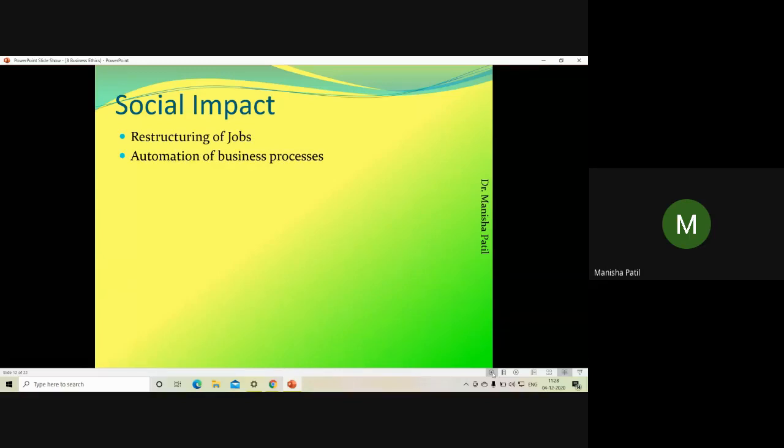Second one is automation of business processes. The things are becoming automatic, where you don't require the operator. For example, earlier all the jobs of a bank were manual, but now gradually they are getting automated. For example, when we talk about ATM machine, automated teller machine, you can get the money directly from the machine without the intervention of a human.